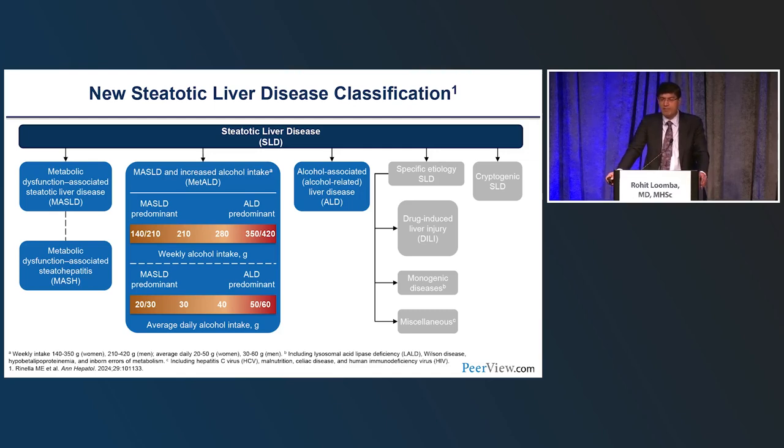To the left, we have MASLD and the progressive form of MASLD called MASH, which is characterized by ballooning degeneration and fibrosis. In the middle, we have a spectrum of patients who have both components of metabolic disease as well as alcohol use, and then those with alcohol-associated liver disease with higher consumption of alcohol. We have also identified a specific group of individuals who may have drug-induced liver injury leading to steatosis in the liver, or monogenic diseases, as well as cryptogenic SLD where no cause is identified.